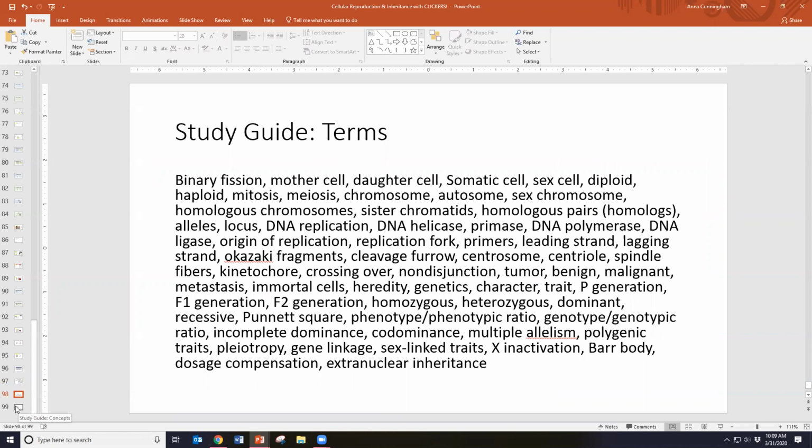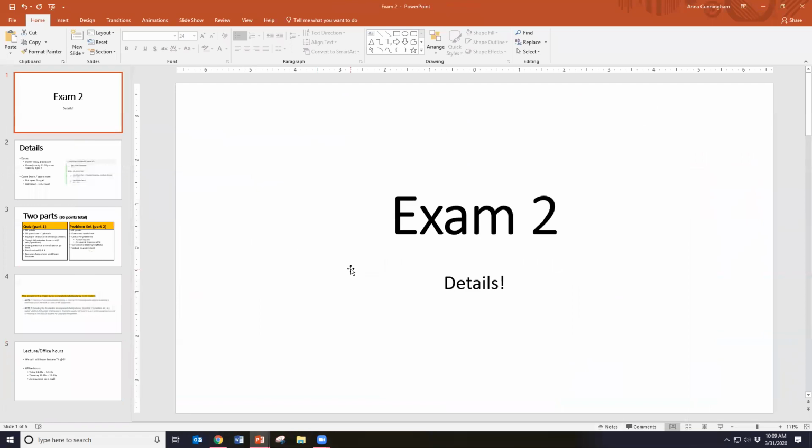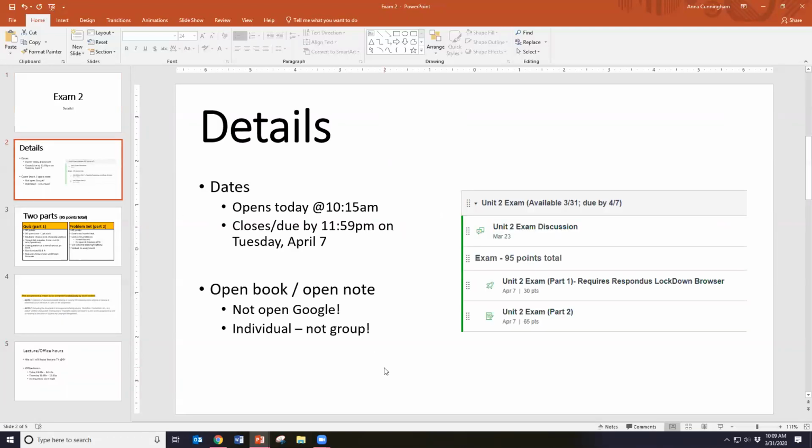So we have 5 minutes left, and what I wanted to do is tell you a little bit about the exam. So I made this to just kind of go over some details about it. For the Unit 2 exam, it opens today at 10:15, so very soon, so you can start working on it immediately if you want to. And then it closes a week from today at 11:59 p.m. So you have an entire week to do it, but I'll talk about what that entails.